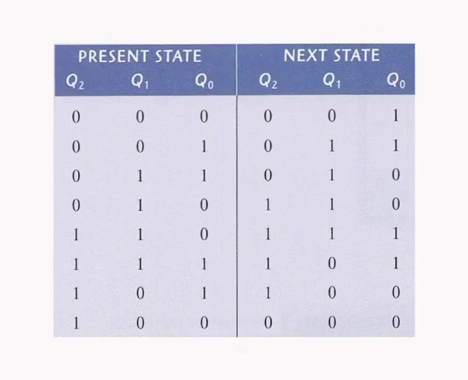Step 2. Next state table. Once the sequential circuit is defined by a state diagram, the second step is to derive a next state table which lists each state of the counter along with the corresponding next state. The next state is the state that the counter goes to from its present state upon application of a clock pulse. The next state table is derived from the state diagram and is shown in the table for the 3-bit gray code counter. Q0 is the least significant bit.